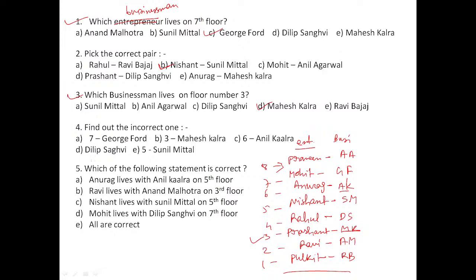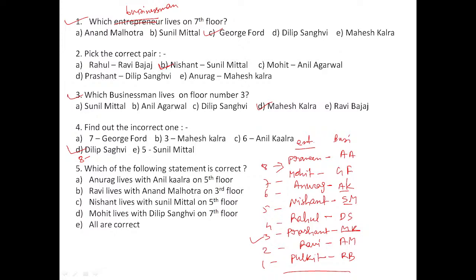Find out the incorrect one. So 7, 3, 6, 5, these are the floor numbers given here. On floor number 7, George Ford, this is correct. 3, Mahesh Kalra, correct. 6, Anil Kalra, correct. Option E is 5, Sunil Mittal, this is correct. And Dilip Sanghvi, this is 8. Okay, this is again a typo. This is 8, Dilip Sanghvi, this is wrong. So option D is the answer here. Moving to question number 5 here. Which of the following statements is correct?